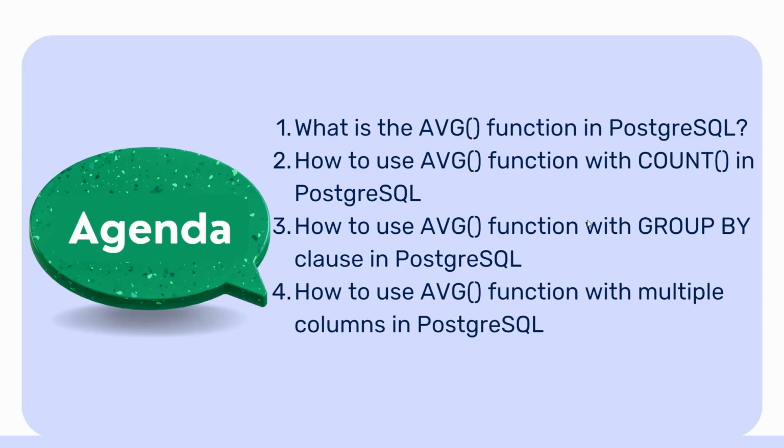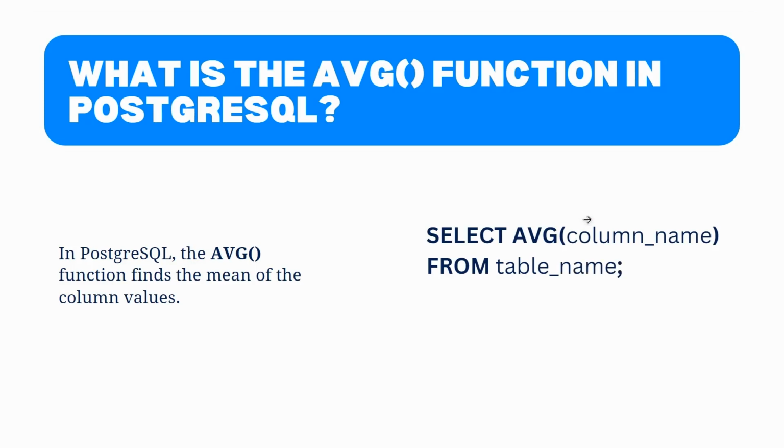Let's start by discussing what an average function is in PostgreSQL. PostgreSQL is a powerful open source relational database management system that provides a wide range of functions and features for efficient data handling. One of the most commonly used functions in PostgreSQL is the average function, which calculates the average value of a set of numbers.